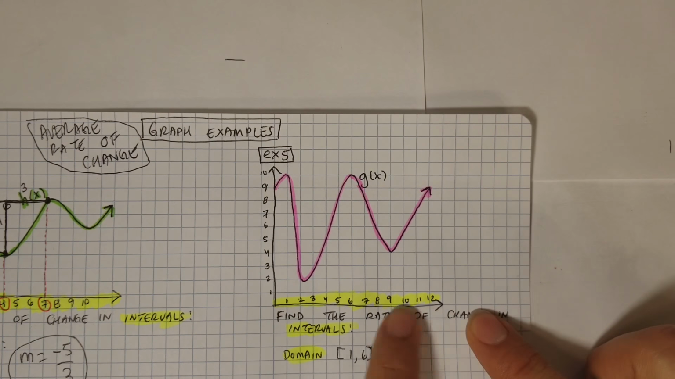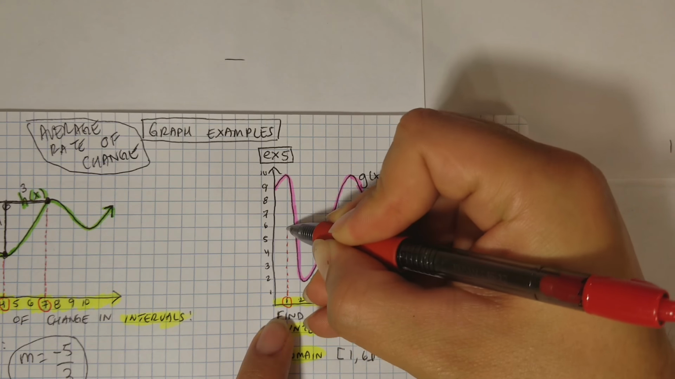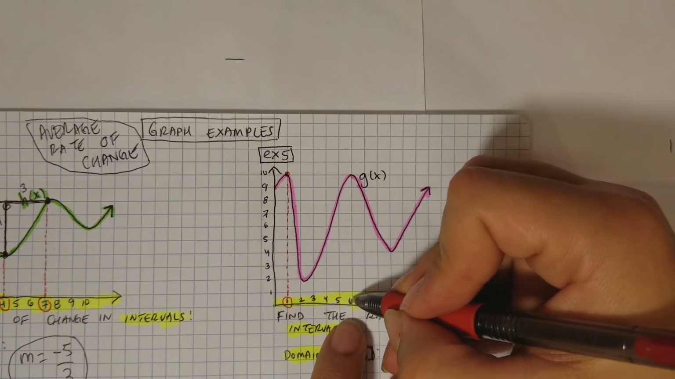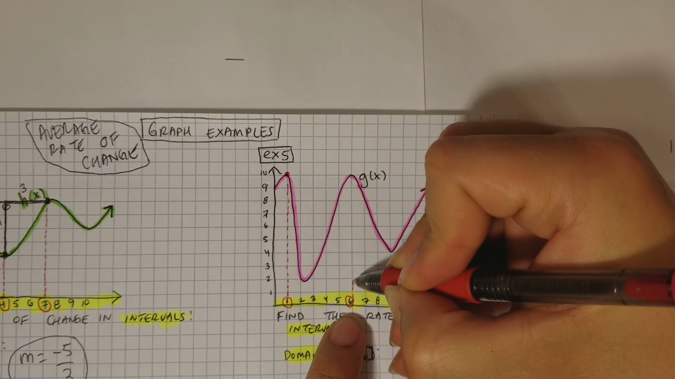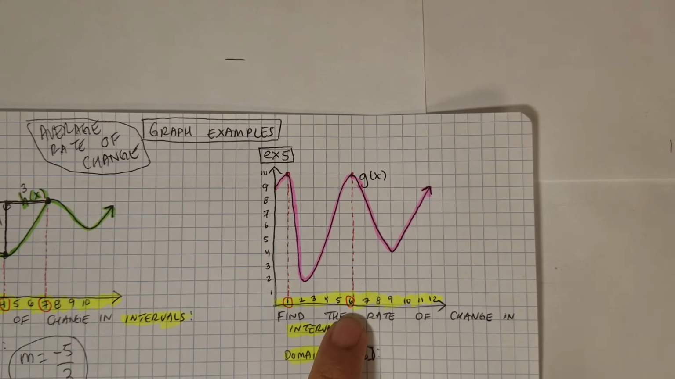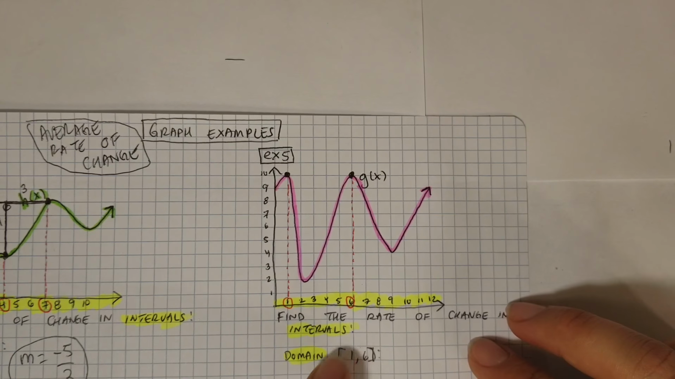domain, right? So we're looking at the x-axis. So from 1, follow the graph all the way up. The graph happens to hit up here. And then 6, this is the end of the graph. Follow the graph all the way up. And this is the point that they're talking about. So from 1 to 6, that's what we're trying to find.